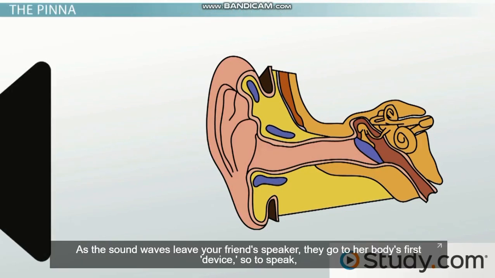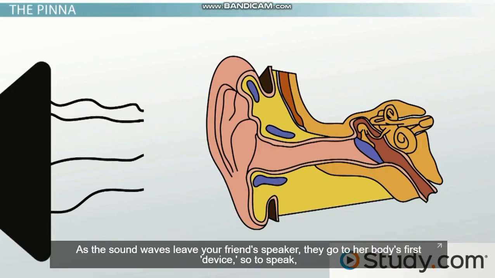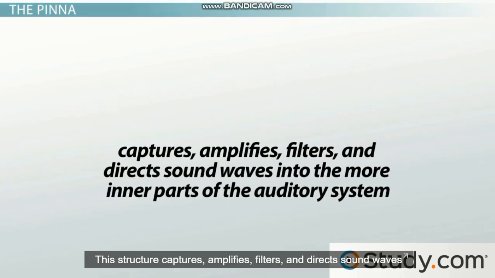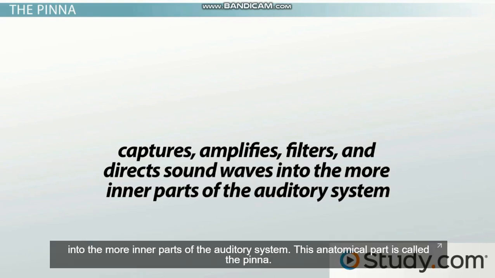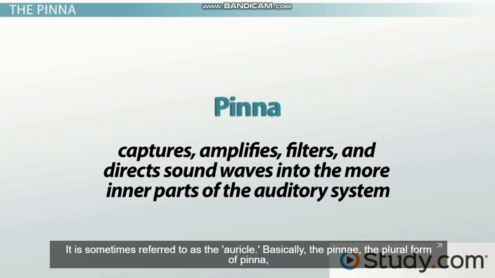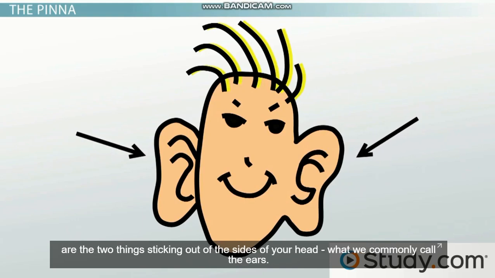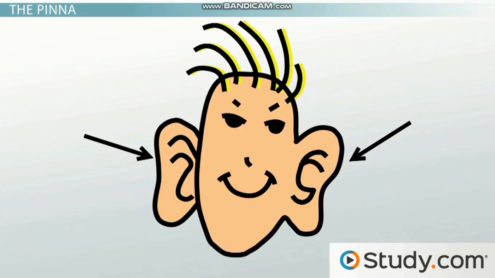As the sound waves leave your friend's speaker, they go to her body's first device, so to speak, which captures the sound waves floating through the air. This structure captures, amplifies, filters, and directs sound waves into the more inner parts of the auditory system. This anatomical part is called the pinna. It is sometimes referred to as the auricle. Basically, the pinnae, the plural form of pinna, are the two things sticking out the sides of your head, what we commonly call the ears.